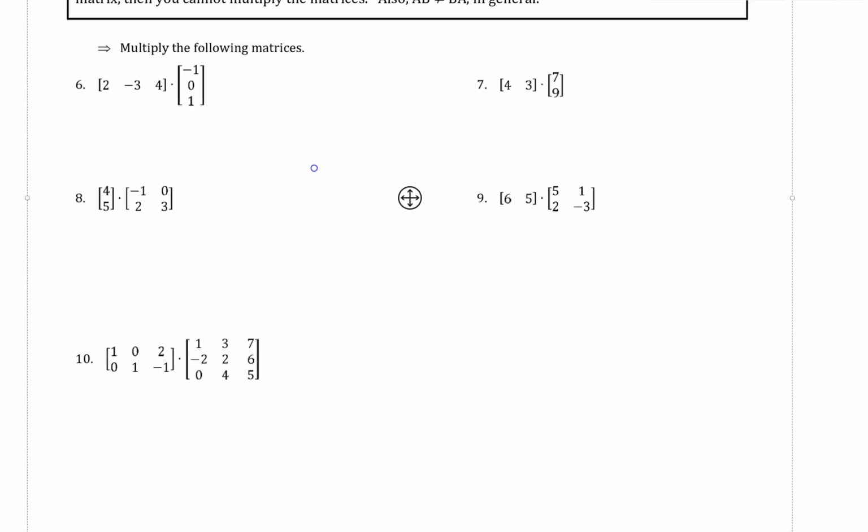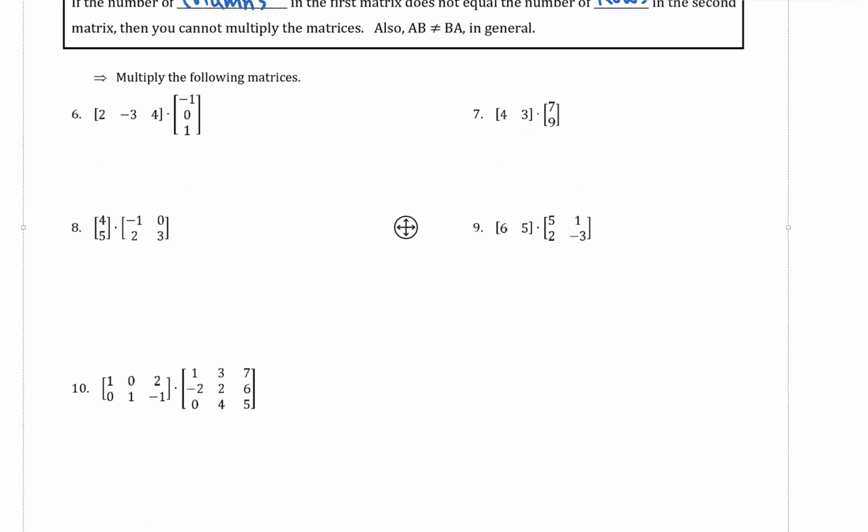All right, let's take a look at this part. It says multiply the following matrices. So first of all, check the dimensions. This first one, it's 1 row, 3 columns, so 1 by 3. The second one, it is 3 rows by 1 column. And since the middle numbers are the same, this is going to result in a 1 by 1 matrix. And so it means we're just going to have one entry in this matrix.